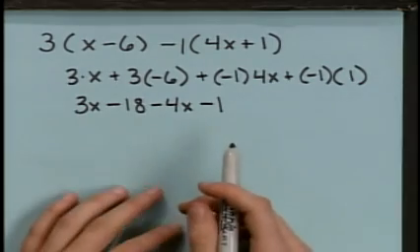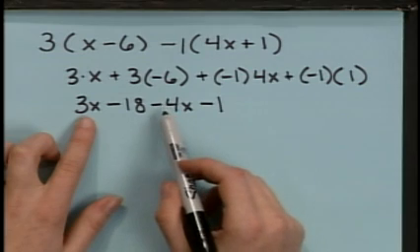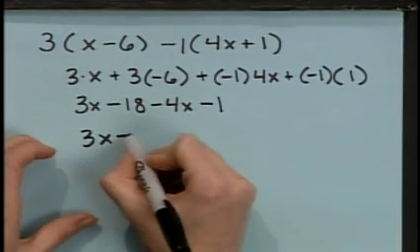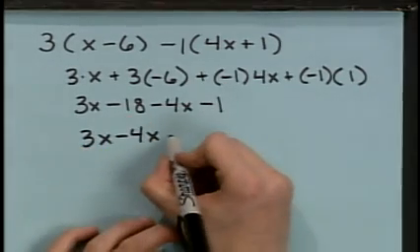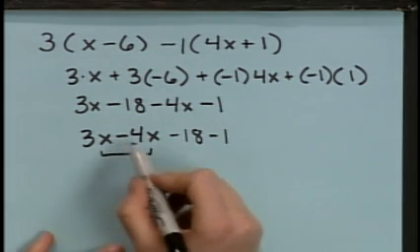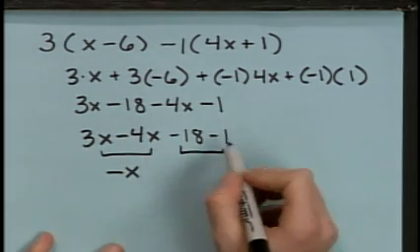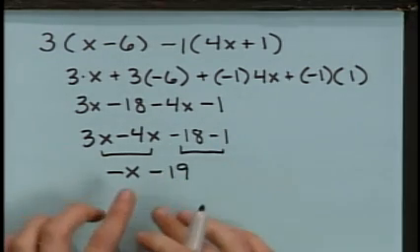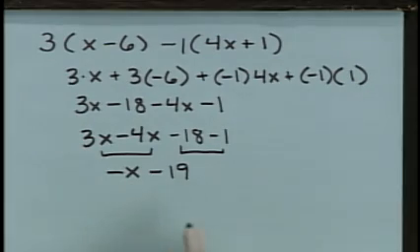Now, here's the second step, collecting like terms. 3x and negative 4x are like terms. So we're going to rearrange the expression with them next to each other, just like negative 18 and negative 1 are like terms. So 3x minus 4x is negative x, and negative 18 minus 1 is negative 19. And we have the final simplified expression of negative x minus 19.